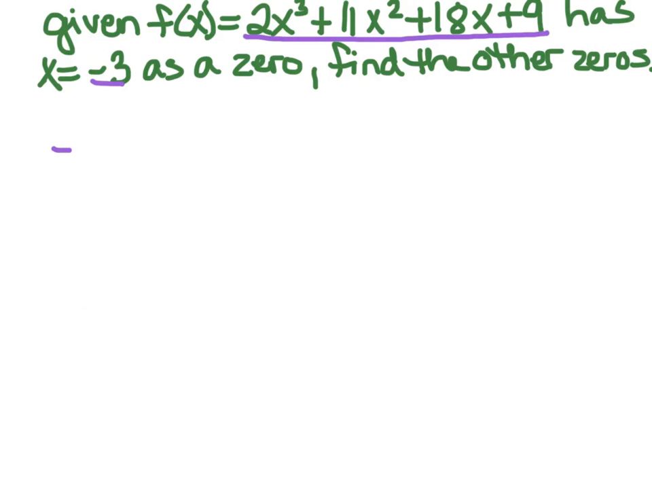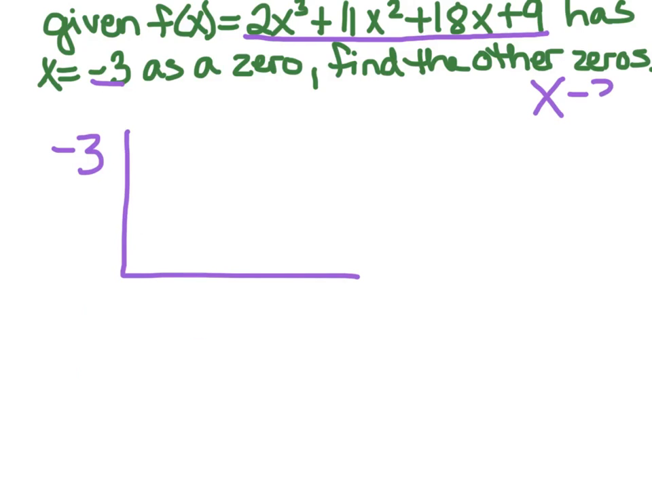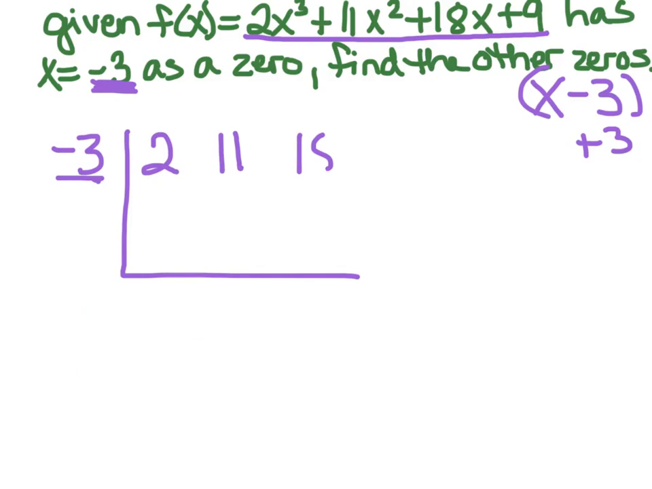So you'll take negative 3. And we'll make the box. Now remember, if I said my factor was x minus 3 like I did in the past 3 problems, then I used a positive 3 when I was doing my division. But I'm saying x equals negative 3 is the actual 0, so I'm using the negative 3. You put the 0 here. So I've got 2x cubed, 11x squared, 18x, and 9.